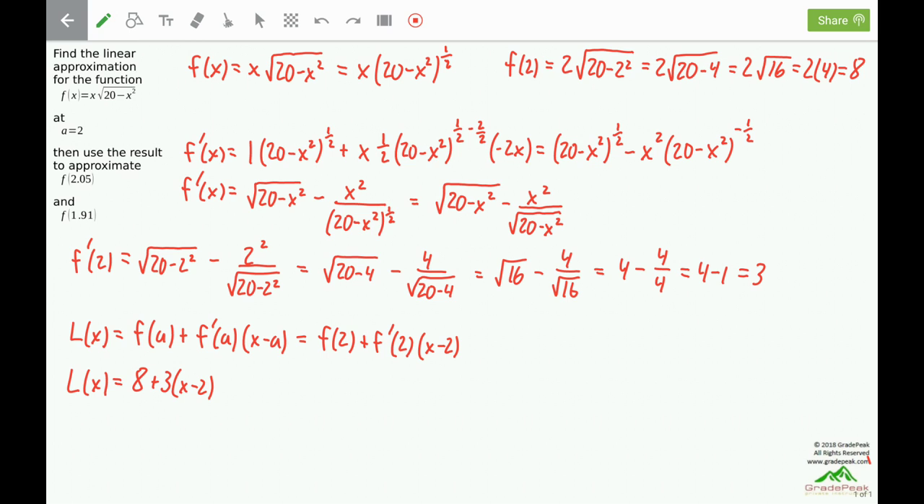To simplify, the 3 can distribute in here, giving 8 plus 3x minus 6, and then the constants can combine together, giving 3x plus 2.